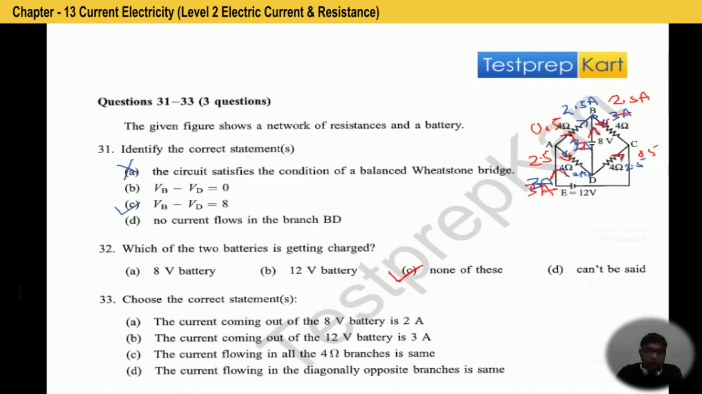Now next, choose the correct statement. The current coming out of the 8 volt battery is 2 ampere. It is right. Next, the current coming out of the 12 volt battery is 3 ampere. Again, it is correct. The current flowing in all 4 branches is the same. It is not right. Next, the current flowing in diagonally opposite branches is the same. Here we can see between AB and DC the current is the same, 0.5 ampere, and in AD and BC the current is the same, 2.5 ampere. So this option is correct.